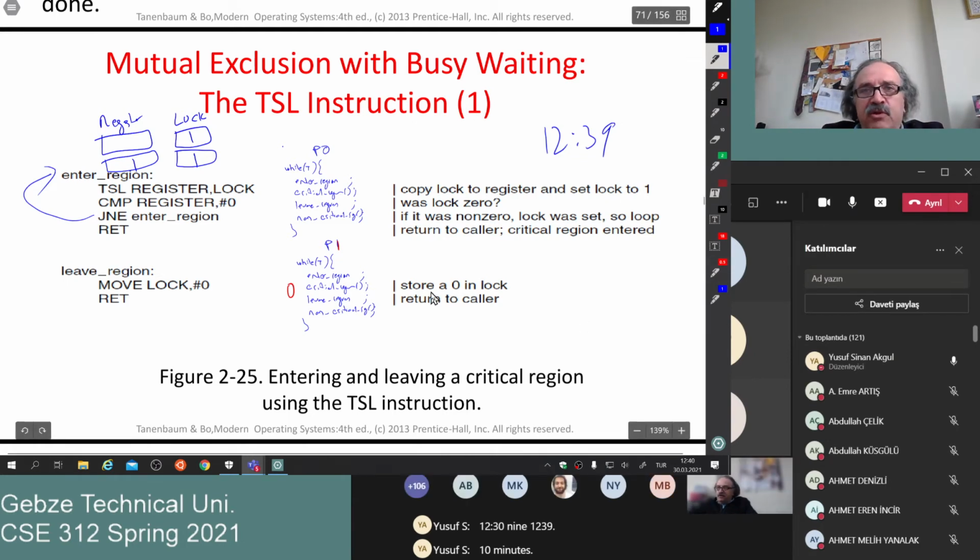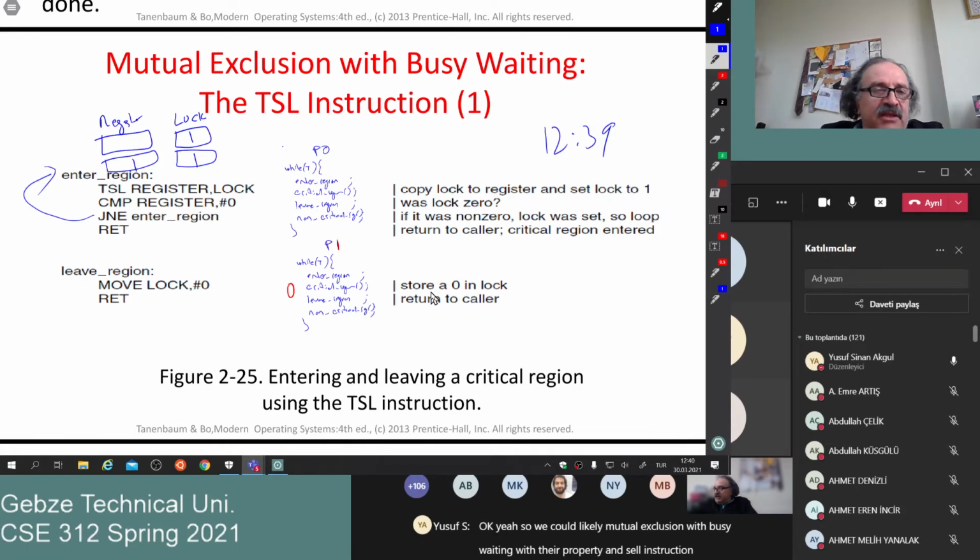Okay, so mutual exclusion with busy waiting with the help of the TSL instruction makes writing this kind of code easier. So you get this. The trick is this TSL instruction. It does two things at the same time in an indivisible way. Hardware guarantees that reading the lock variable into the register and setting the lock to non-zero happens as a unit. Okay, and it cannot be divided. No hardware can divide this operation.